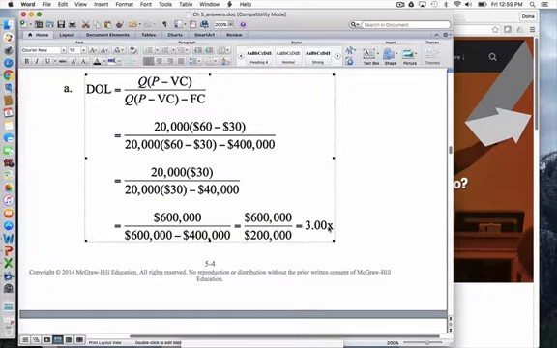So then you have to interpret. You can interpret it right away, not necessarily at the end. So what does this 3 mean? That means that if I increase my sales by 1%, my operating income is going to increase by 3%. Or if I increase my sales by 2%, my operating income is going to increase by 6%. That's the degree of operating leverage.